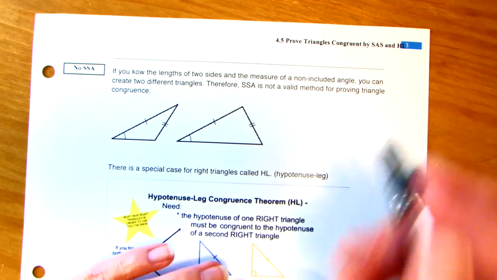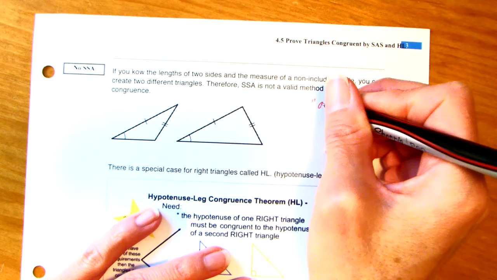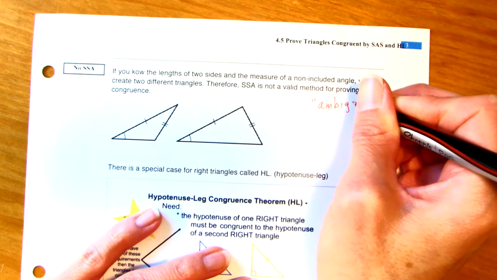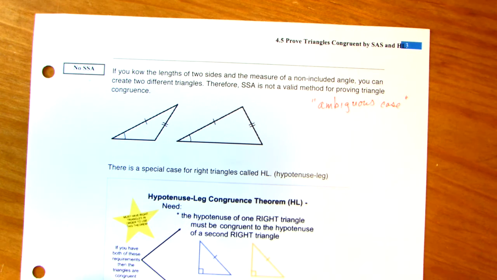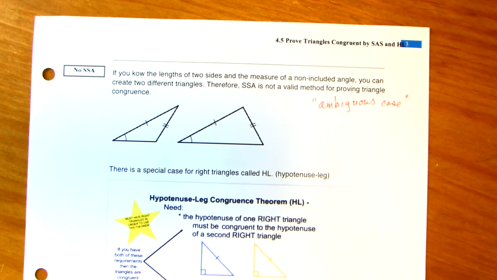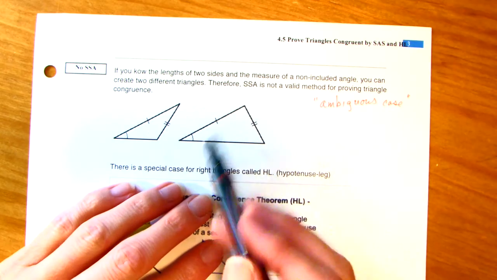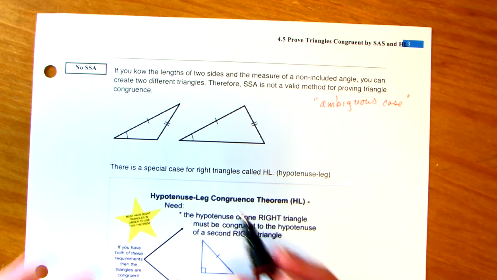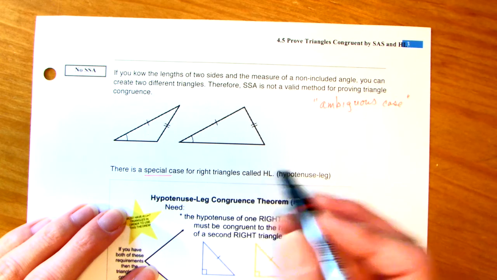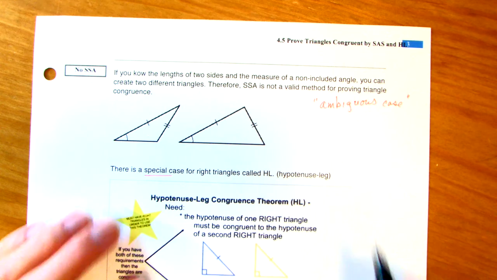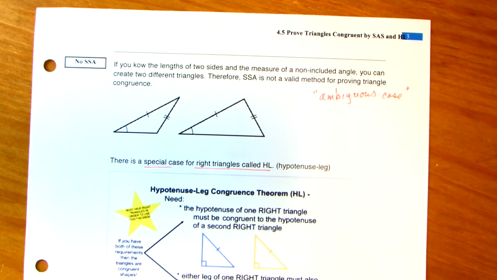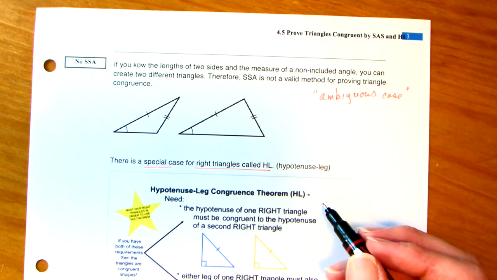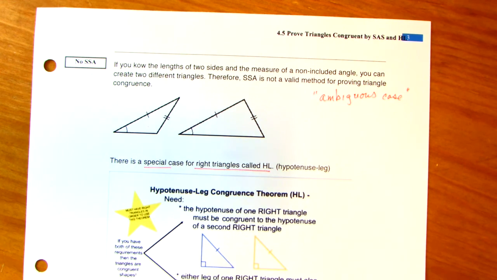So they call this the ambiguous case. You're going to see that in Algebra 2 and in pre-calculus when you are solving triangles using law of sines and law of cosines. So this does not work. However, there is a special case if it's a right triangle, and it's called hypotenuse leg. Okay, so here we go. And again, this is the side-side angle that will work if it's a right triangle and a right triangle only.